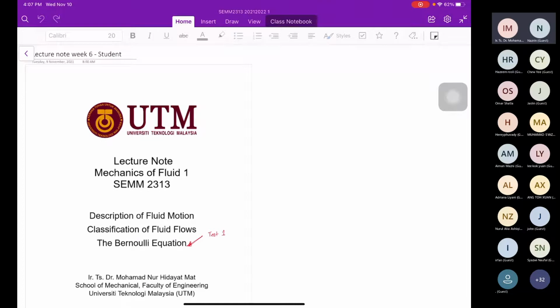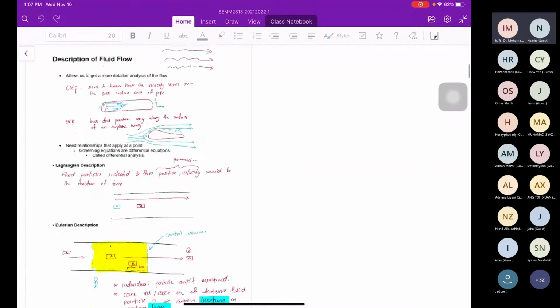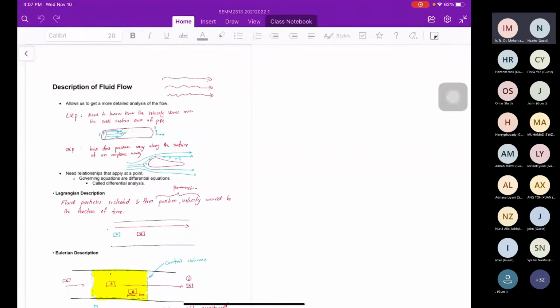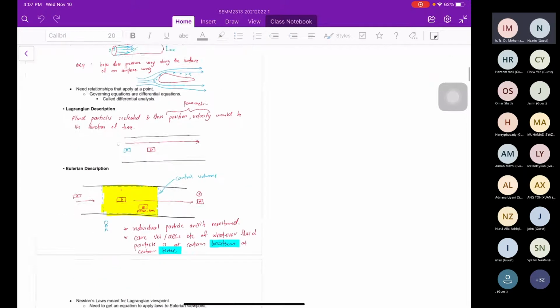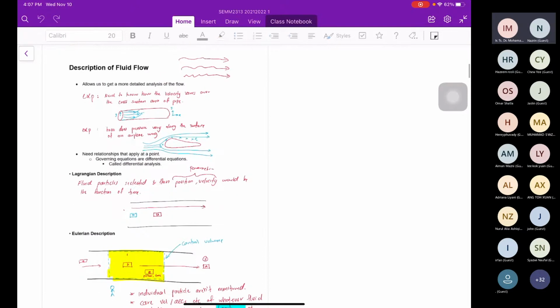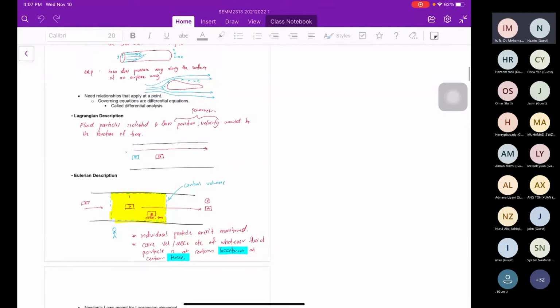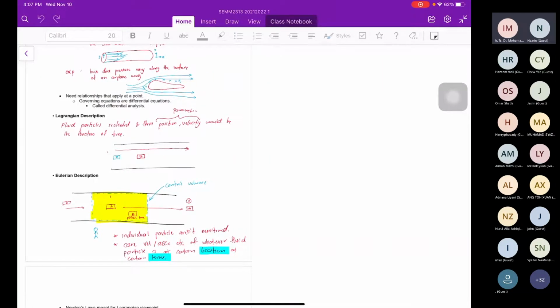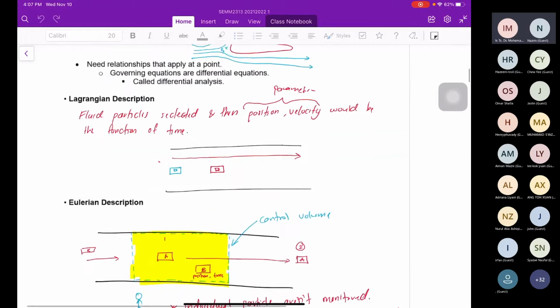So, as usual, I always want to recap what we have learned. In the last class we learned about the description of fluid flow, how to analyze the flow. I introduced two types of description, Lagrangian and Eulerian, which are named after the scientists who discovered these methods.